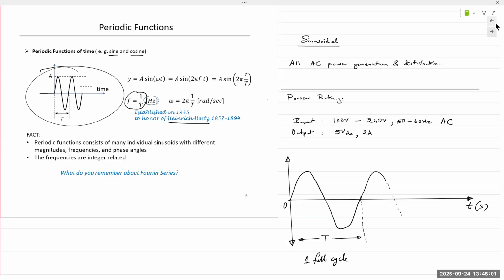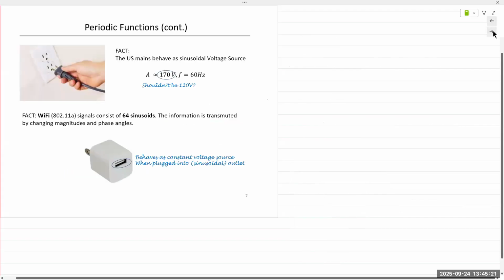Dual band routers operate at 5 gigahertz. Okay, so huge numbers compared to 60 hertz. 60 hertz is very, very small, very, very low, even though it seems very fast for us. All right, that's what AC is.